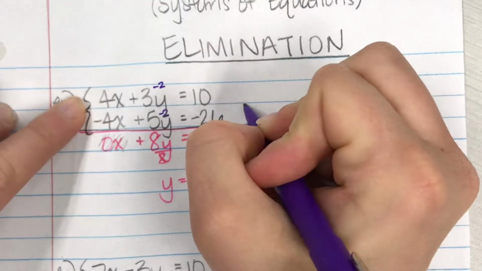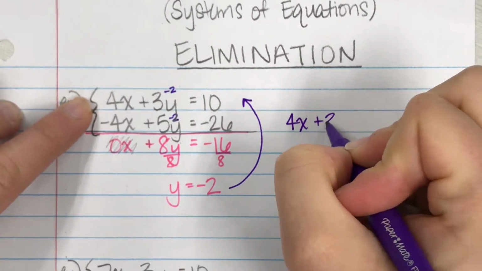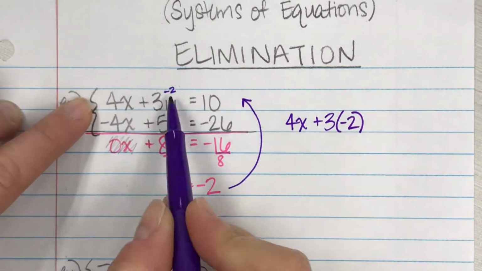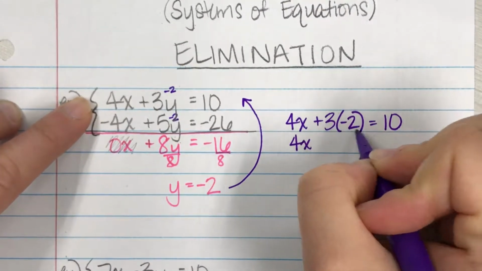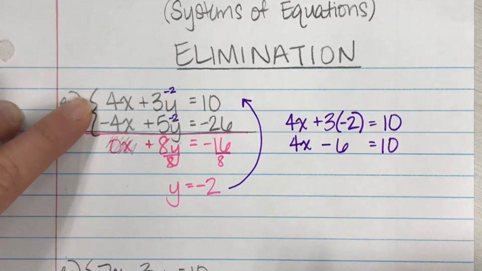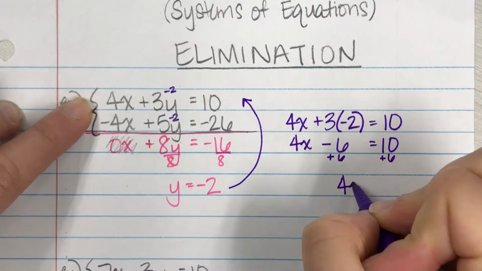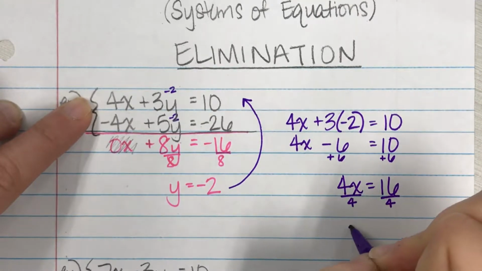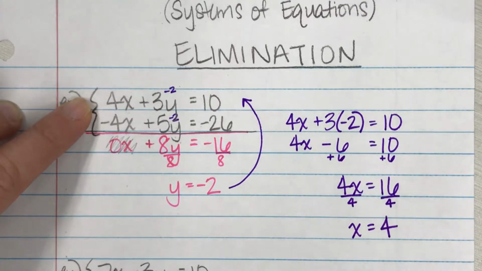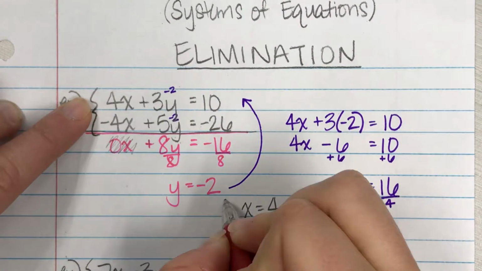So I'm going to plug back in to that top equation, and I'm going to say, okay, 4x plus 3 times negative 2, now that I know what y is, equals 10. If I solve through this, I get 4x, that would make a negative 6 equals 10. Add 6 so that we can isolate x, and I end up with 4x equals 16. When we divide by 4, we end up with x equals 4. So my answer to this, just to make it all nice and organized, I'm going to write them in order. X is 4, y is negative 2.